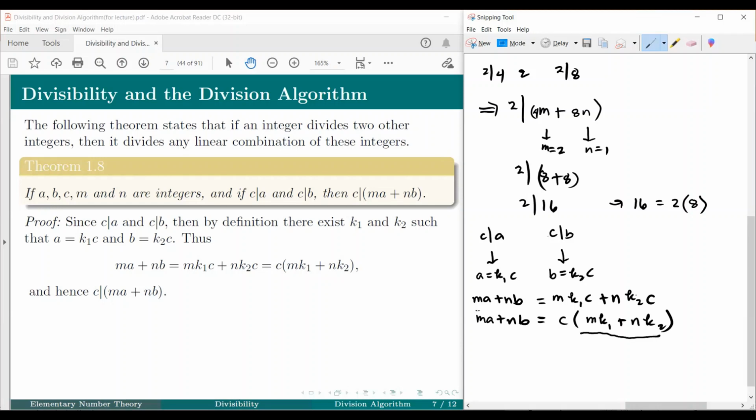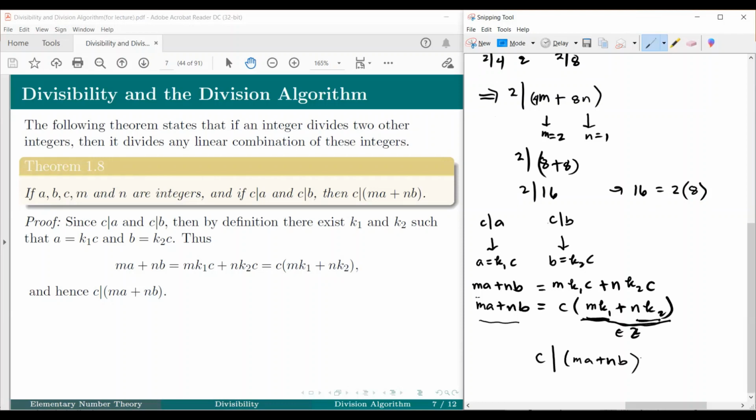Now notice that this is an integer. Why is this an integer? Because M, K1, and K2 are integers, the product of two integers is an integer. This is an integer also. And then the sum of two integers is also an integer. Therefore, the whole of this is an integer. Now take note that by the definition, C divides MA plus NB.